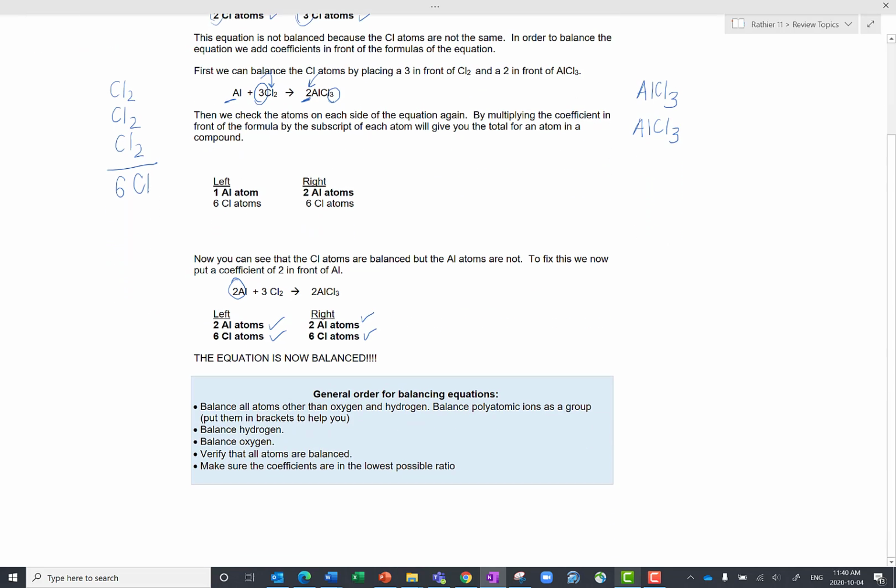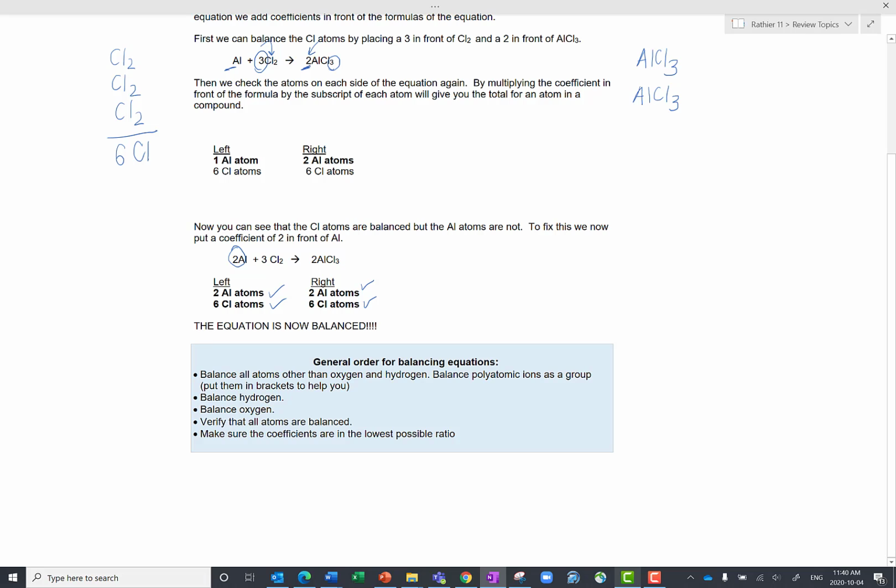So essentially, what do you need to do? You need to, in this trial and error process, balance the atoms systematically, one by one, and check your work until you have the equation balanced.